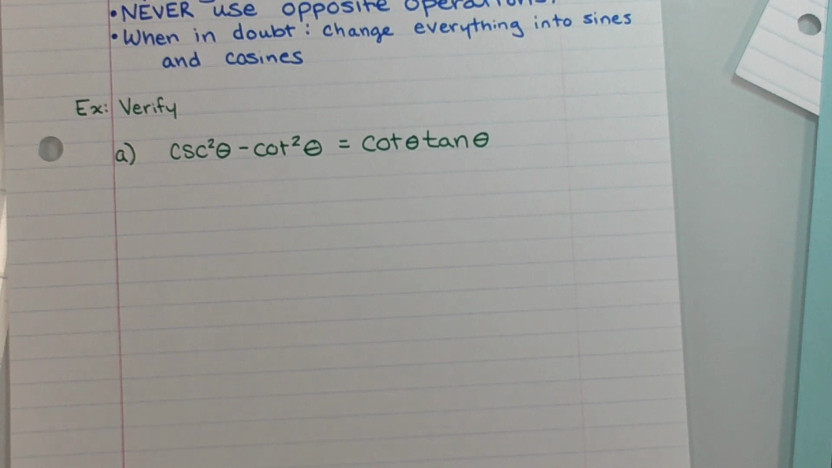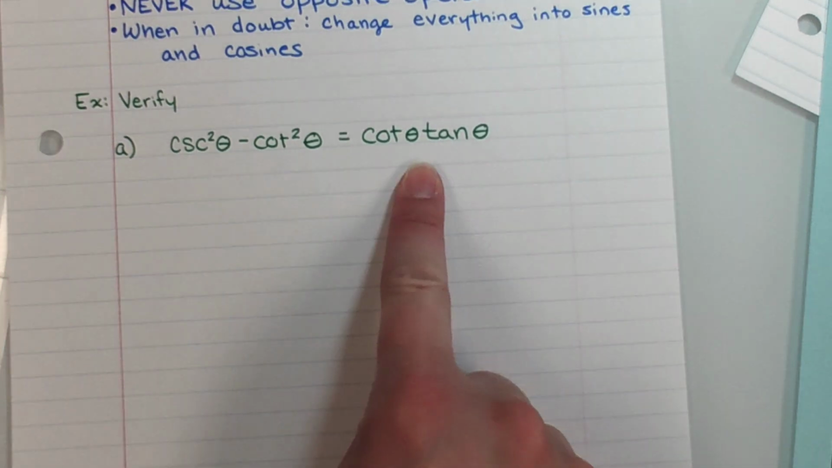The first thing you should double check is that all the angles are the same. If they are not, you need to deal with that first, because otherwise the identities don't work. Are all the angles theta? Yes. Sweet, we're good there. Then we pick a side to work on. You want to work with the right side first?